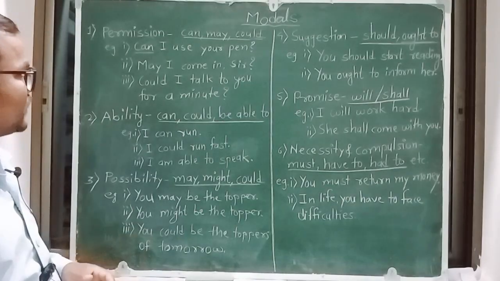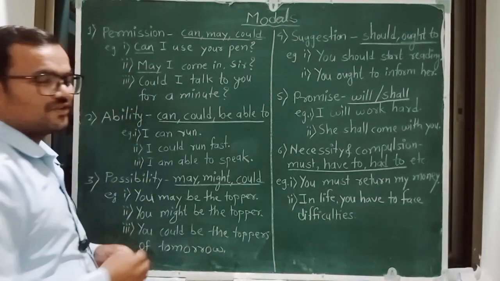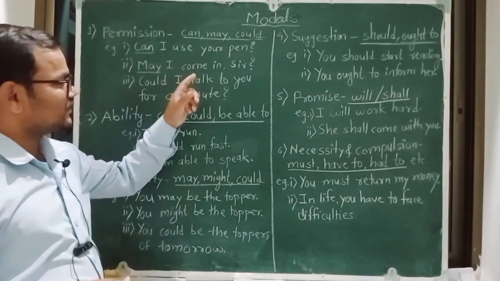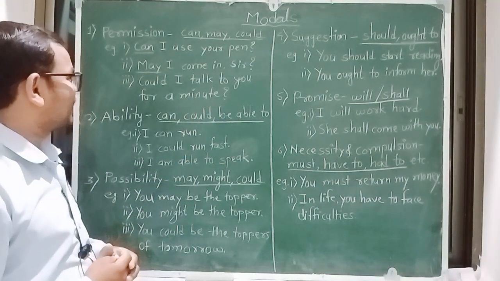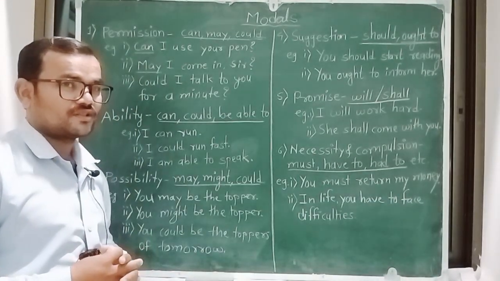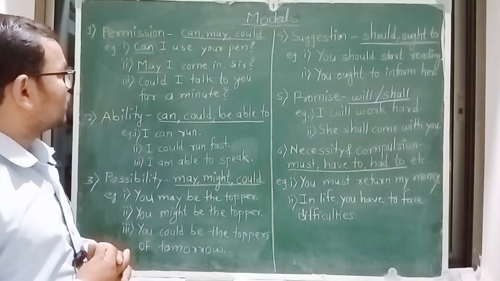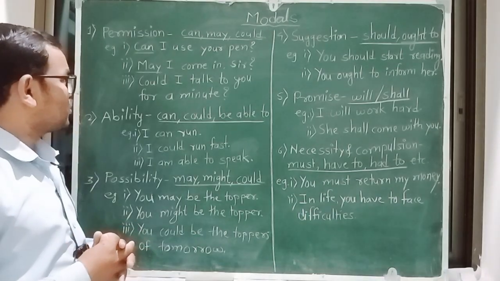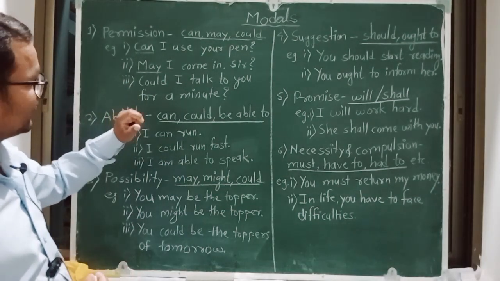The second example is, "May I come in, sir?" Over here, may is a modal auxiliary which expresses permission. If you see the sentence, we have the word sir. So we can conclude that the modal auxiliary may is used in a formal kind of relationship. In a formal situation, we use may to seek permission.